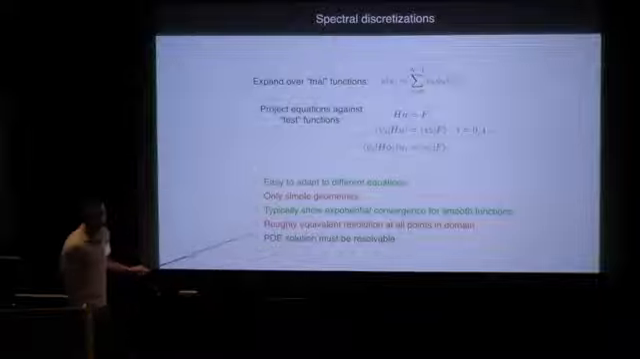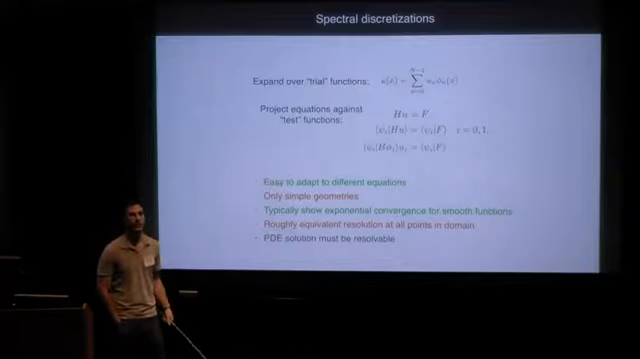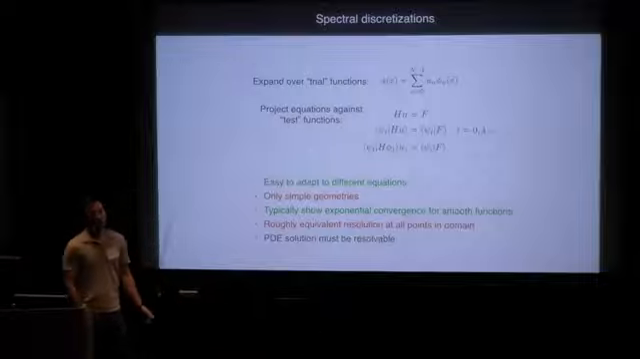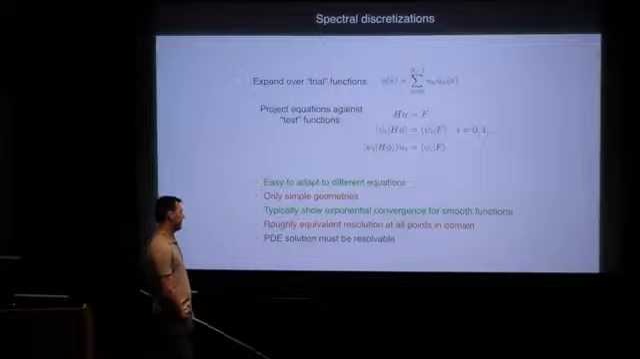One of the other big downsides, depending on what you do, is that these methods give you essentially equivalent resolution at all points in the domain, so they're not really adaptive. So they don't lend themselves very well if you only have small scale structures in a small volume fraction of your domain.